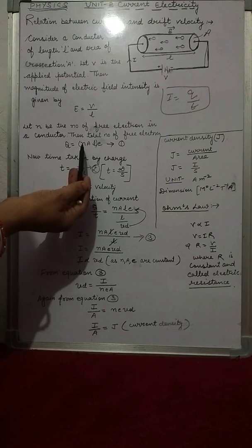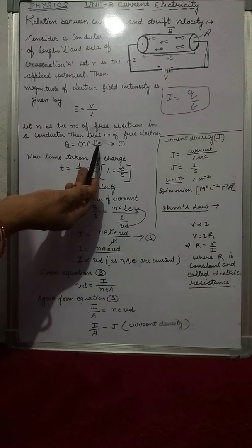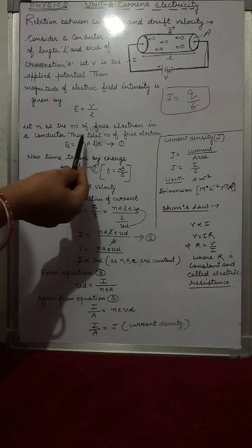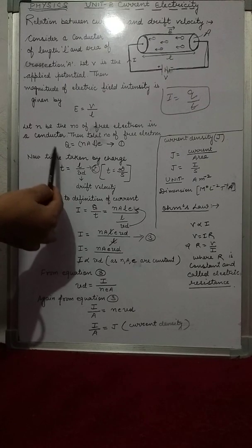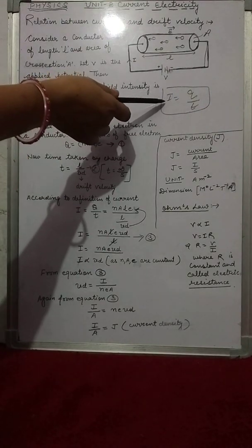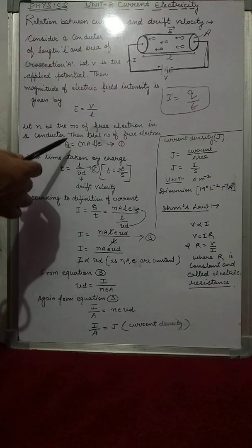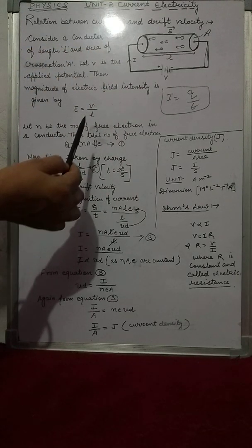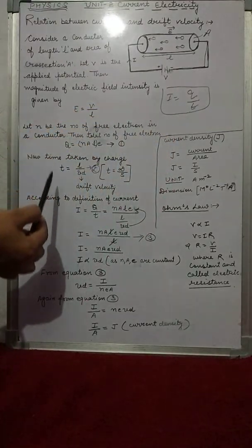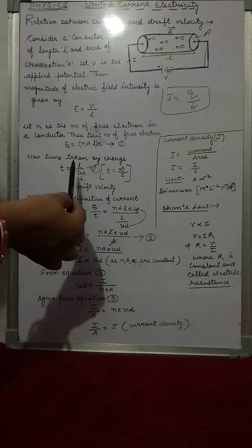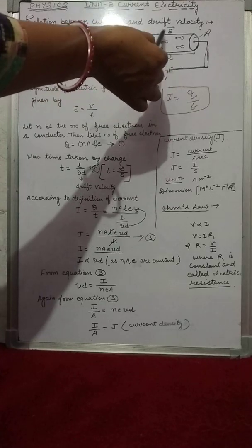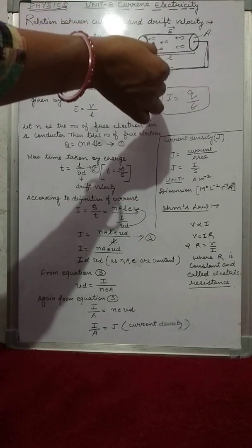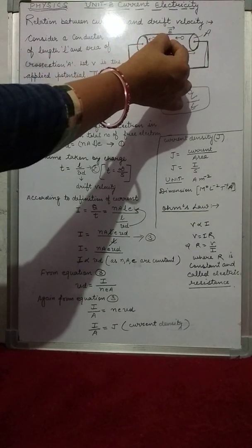n is the number of free electrons, A is the area of cross section, L is the length and e is the electron charge. So Q is equal to nALe. Put this as equation number 1. Now we have calculated the charge because we have to find the value of current I. Now we will calculate T, the time taken by the electrons to cross this area of cross section.